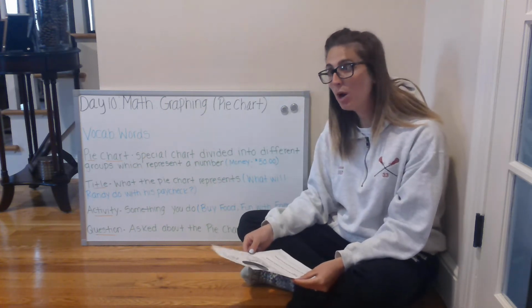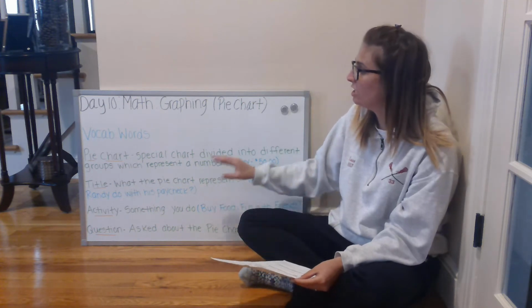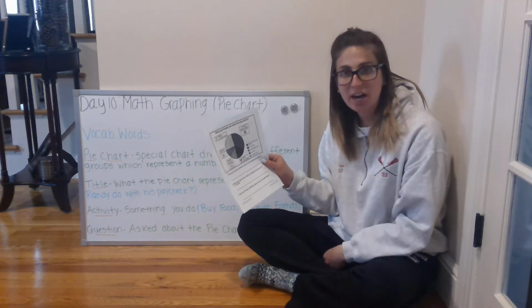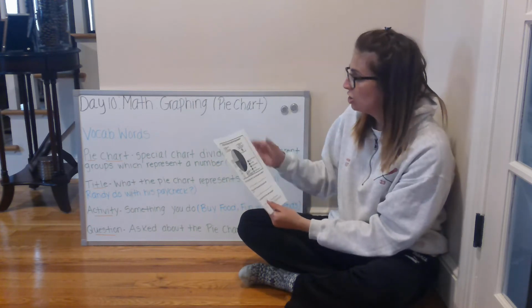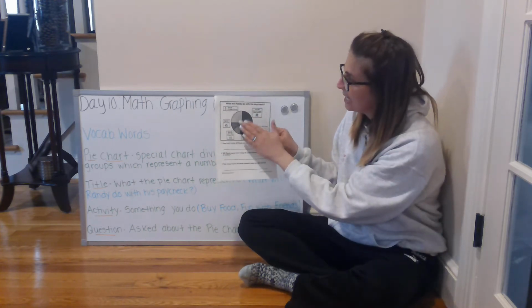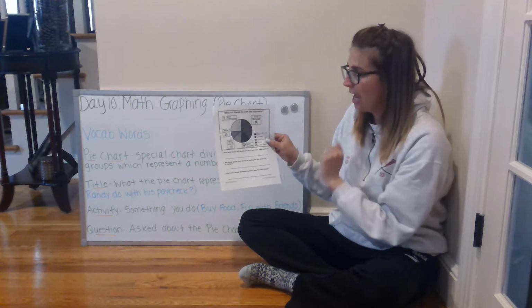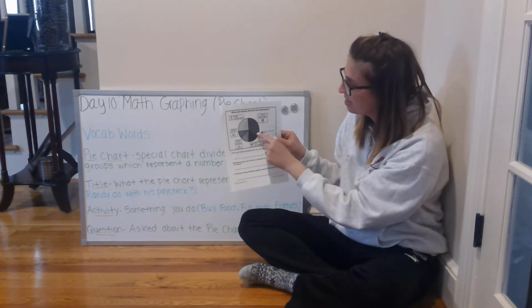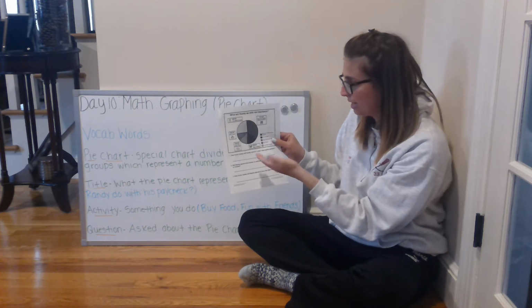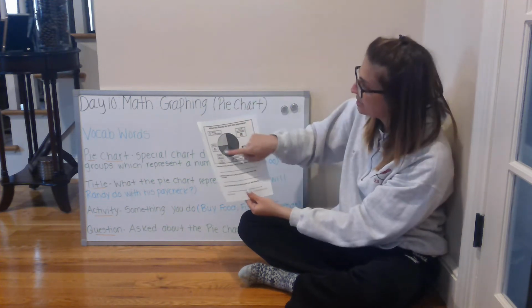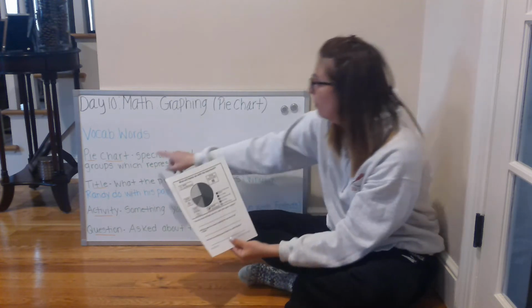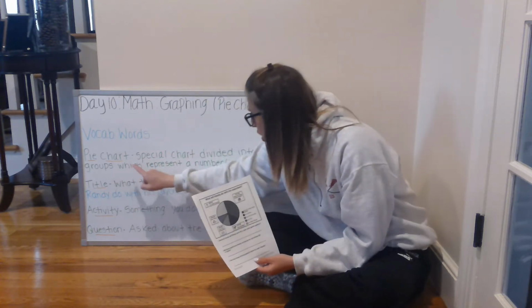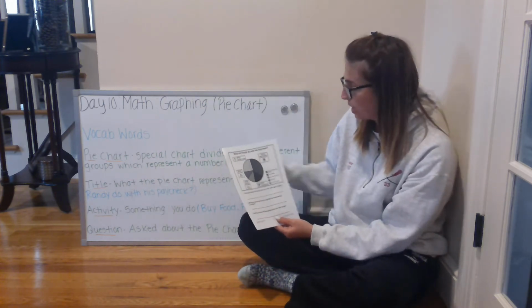The first thing I want to do is show you how these vocabulary words tie into our pie chart before we start answering the questions. So, over here, this is a pie chart, okay? I know it's kind of hard, it's not in color, but you can see that there are different shades of black in it, or gray. So this is a pie chart, a circle, and a pie chart is a special chart divided into different groups which represent a number, okay?